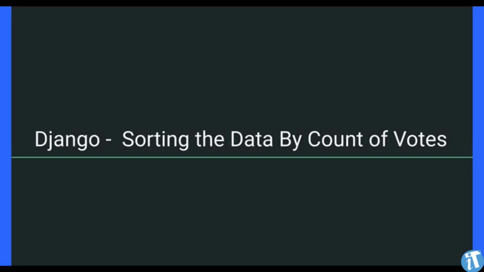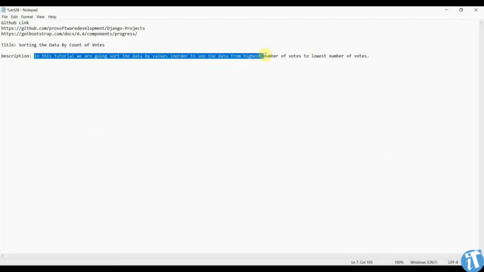Let's get started with this tutorial. In today's tutorial, we are going to sort the data by count of votes. We are going to sort the data by values in order to see the data from highest number of votes to lowest number of votes.